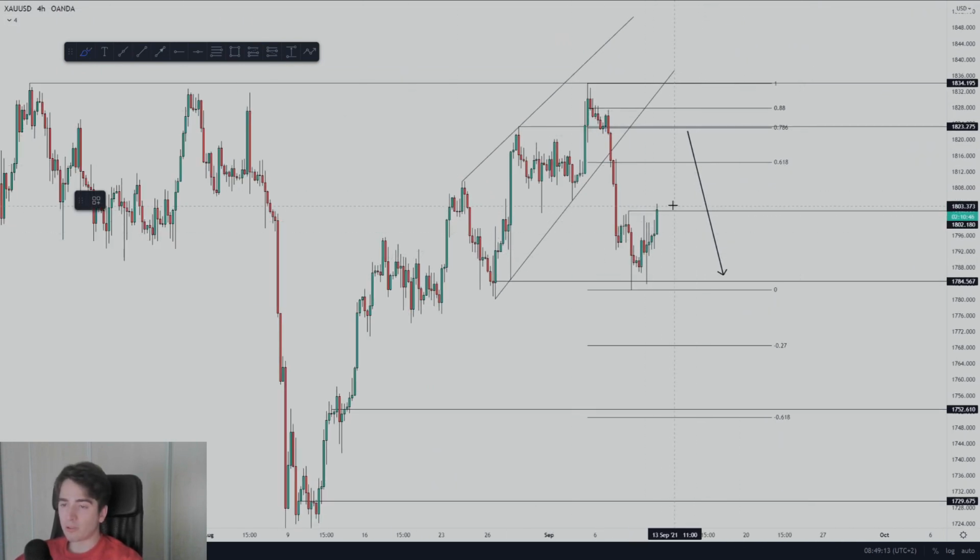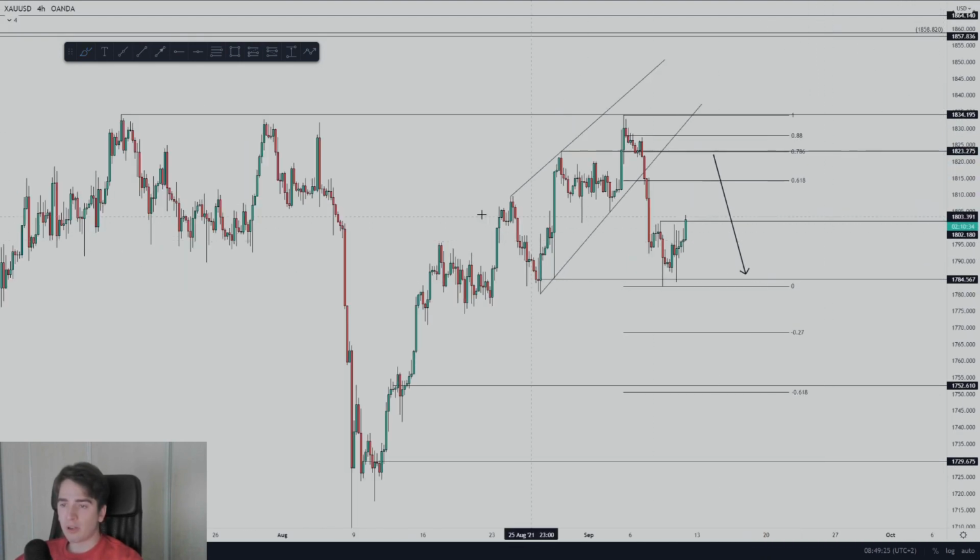I will not be looking for shorts in this region. Even though it is an interesting area for the market to potentially head back down lower, I will only be selling from the 786 fib retracement. So yeah, that is gold for you guys, as expected, moving up higher from this region, which I pointed out, I think it was yesterday or the day before. So yeah, guys, just waiting for more upside on gold before taking a potential short.